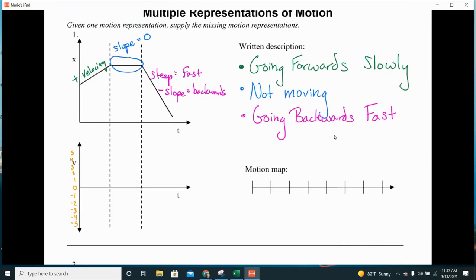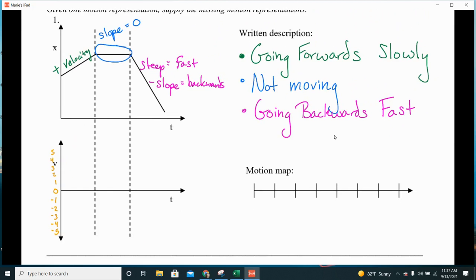So for this first part where my velocity is positive and not super fast, I need to have a velocity that's positive and not super steep. So that means not very high up. I could even have it a little bit lower. Okay. Then during the next part, my velocity is 0. I know that because it is flat. It is horizontal. So this slope is 0, which means that my velocity here is going to be 0.